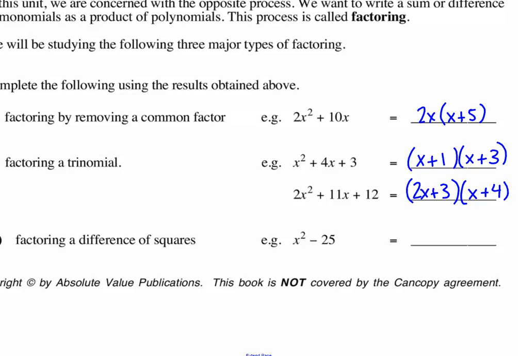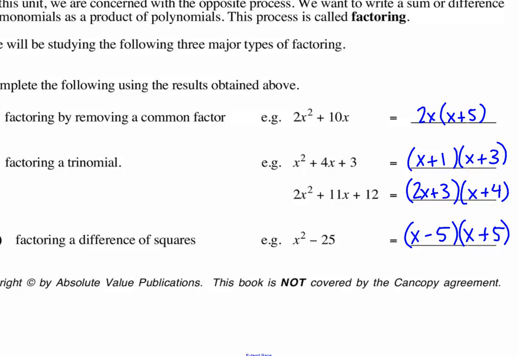Written as factors. See, it's called factors because it's changed to a multiplication statement. Just like the factors of 6, you could say 2 times 3. 2 and 3 are factors. 2x plus 3 and x plus 4 are factors of 2x squared plus 11x plus 12. Okay, x squared minus 25 can be written as a product of x minus 5, x plus 5.